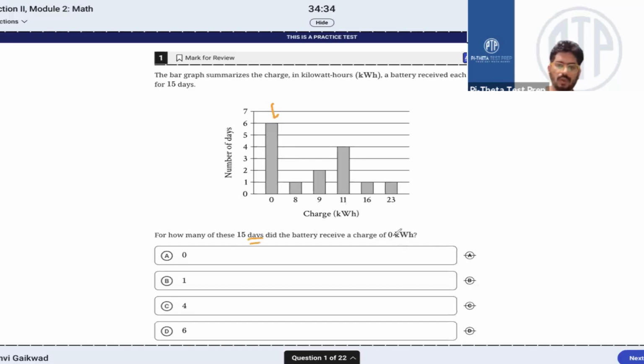a charge of 0 kilowatt hours? That was 6 days, correct? Okay, that is very clear. We have to read the question very carefully here. That was 6 days.